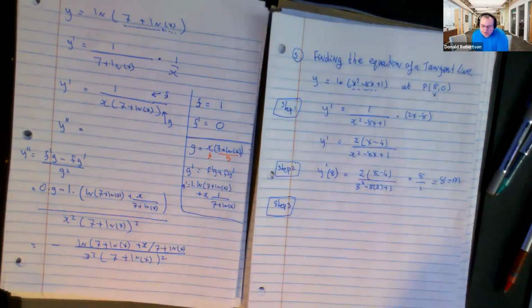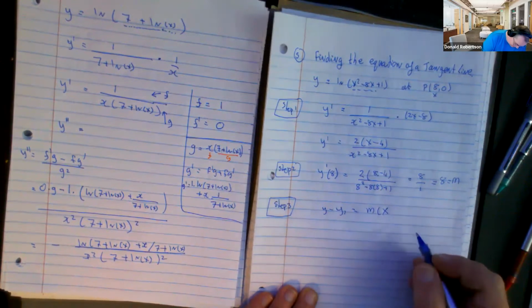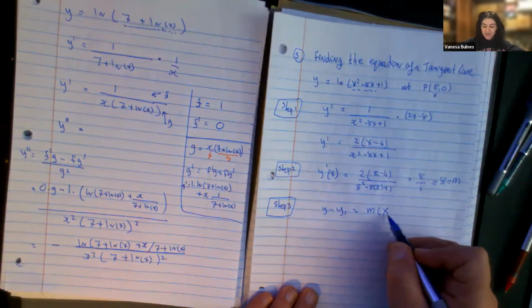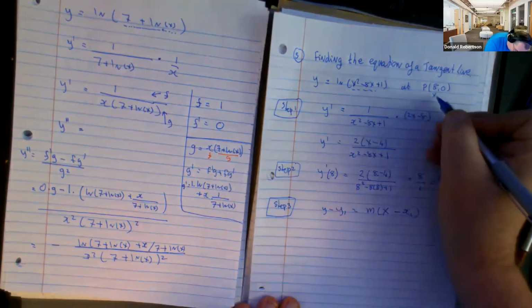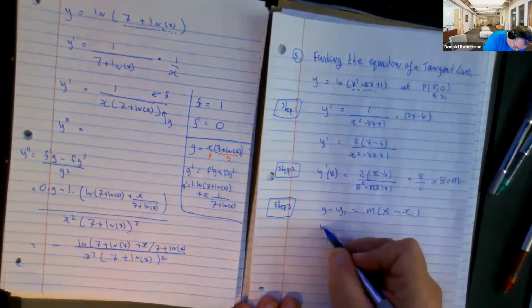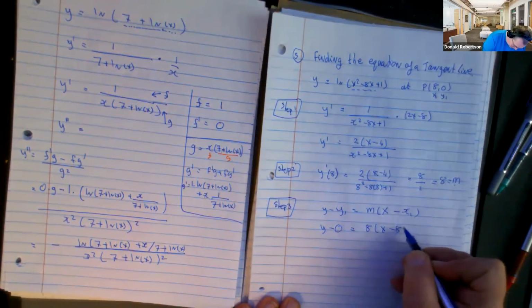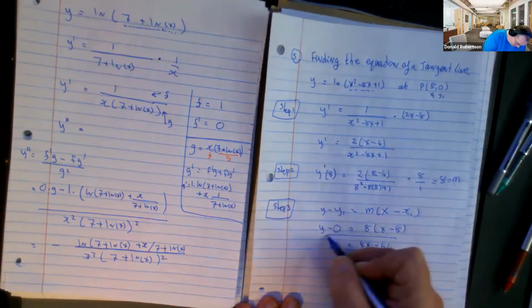Can anybody tell me the point slope equation, which is the last part? The point slope equation of a line. y minus y1 equals, oh wait, no, slope, and then brackets x minus x1. Yes. And that's x1 and that's y1. So it's going to be y take away 0 is 8 times x take away 8, and that's going to get you your answer.